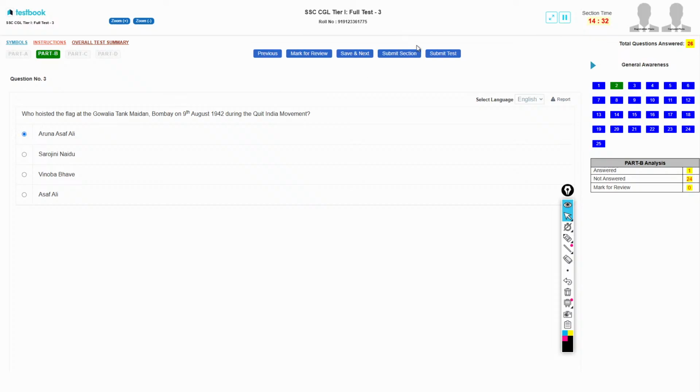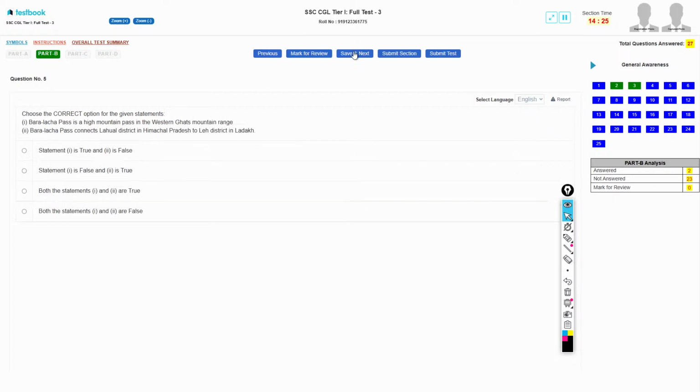Okay, this is Aruna Ali. How many basic Talam? No idea. Baralachla Pass in Western Ghat? No, no. Connects Lahore to Spiti Valley, something. Yeah, in Ladakh. So one is false. If one is false, then other one is supposedly true.